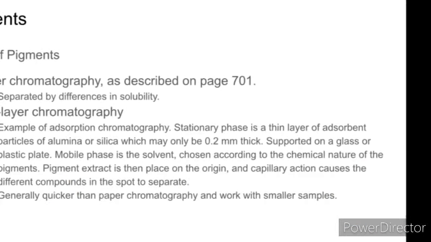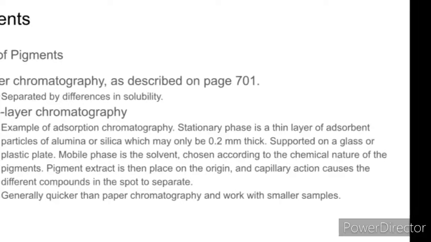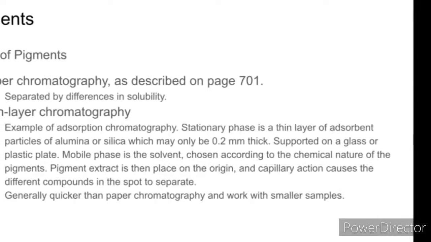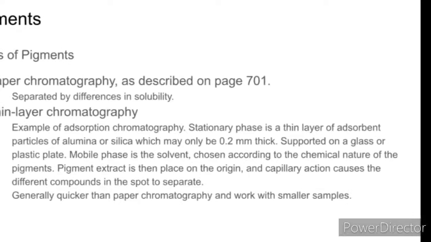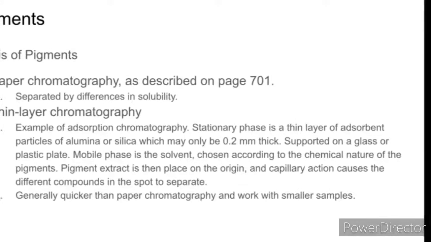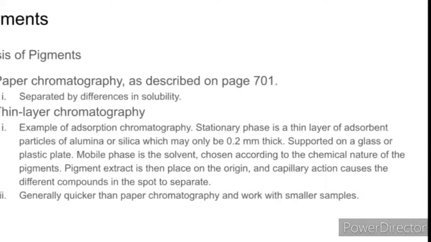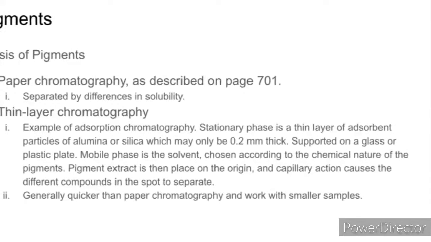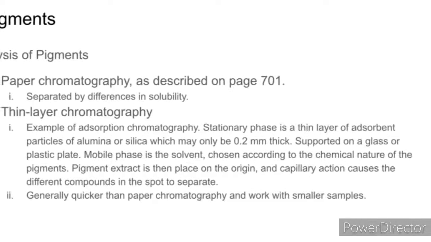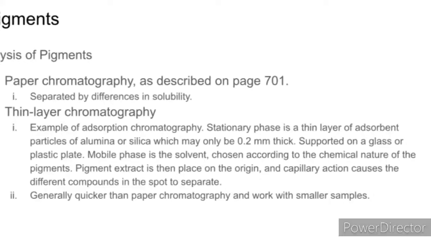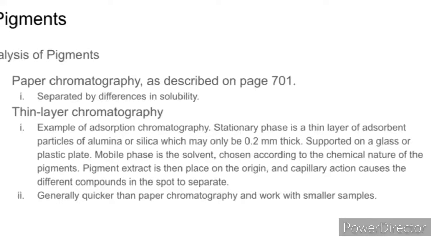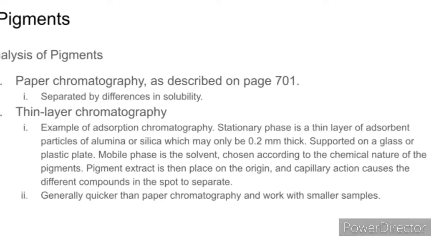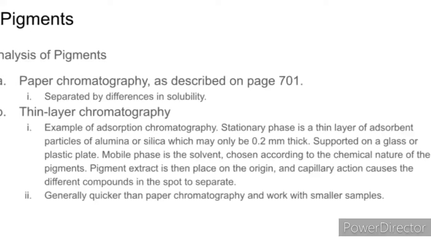And so finally, we're going to analyze pigments. There are two ways to do this. One of them is going to be paper chromatography. It's described in depth on page 701, but basically you would separate the different pigments through their differences in solubility by having them displayed on a piece of paper. And then the other is going to be thin layer chromatography, which is an example of adsorption chromatography.